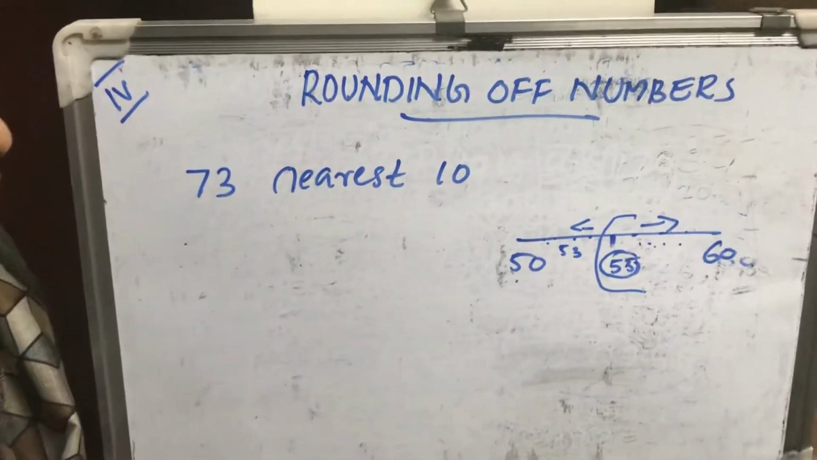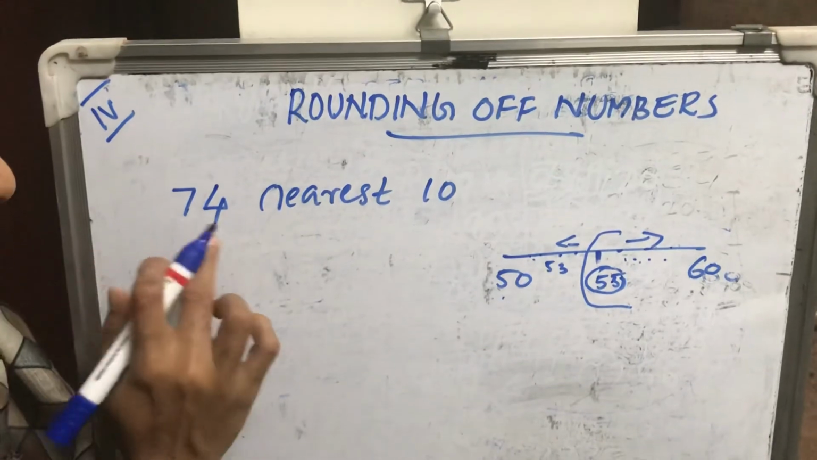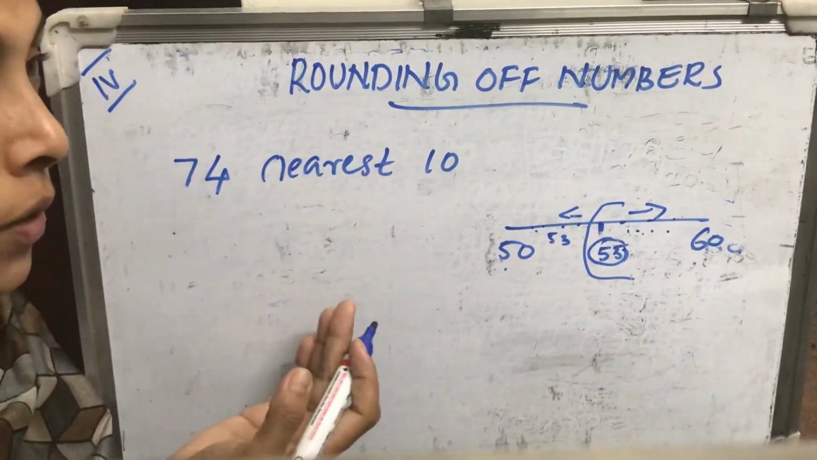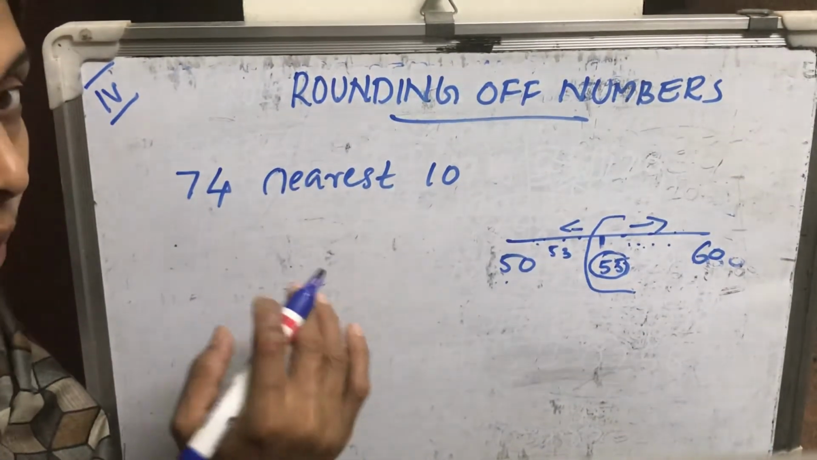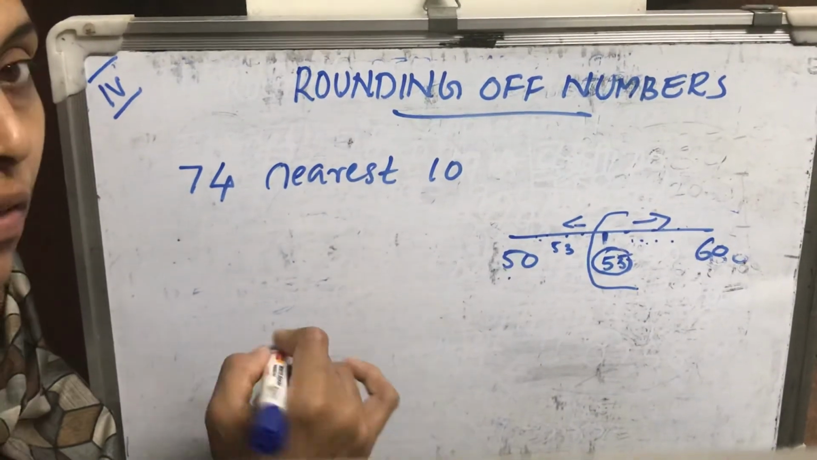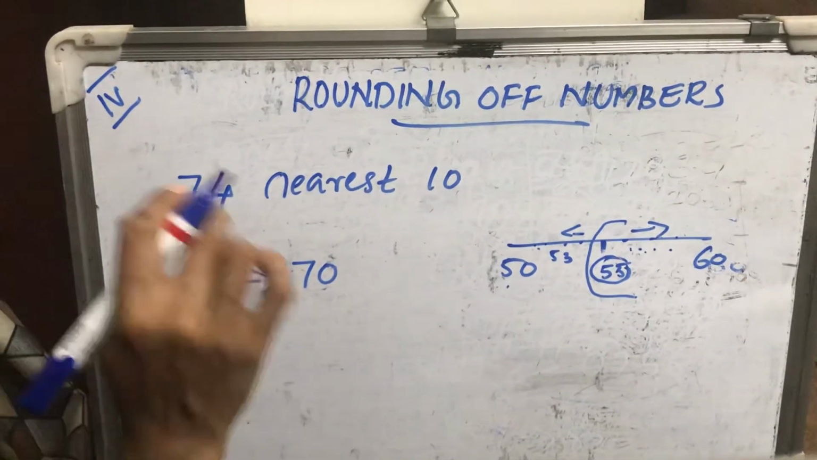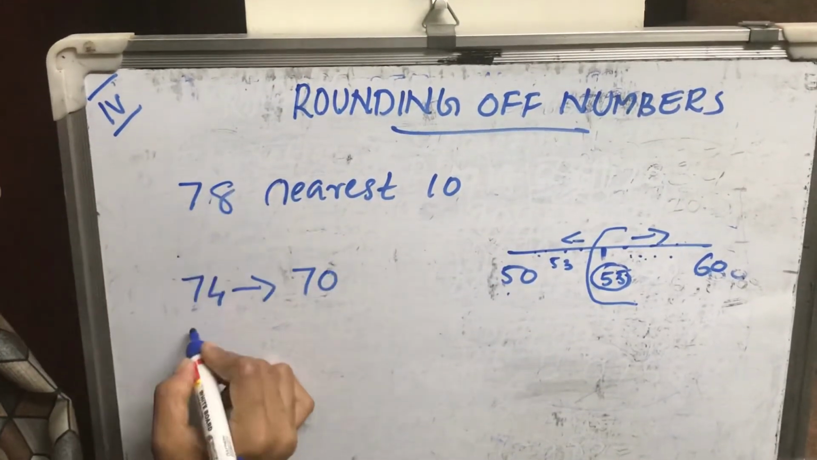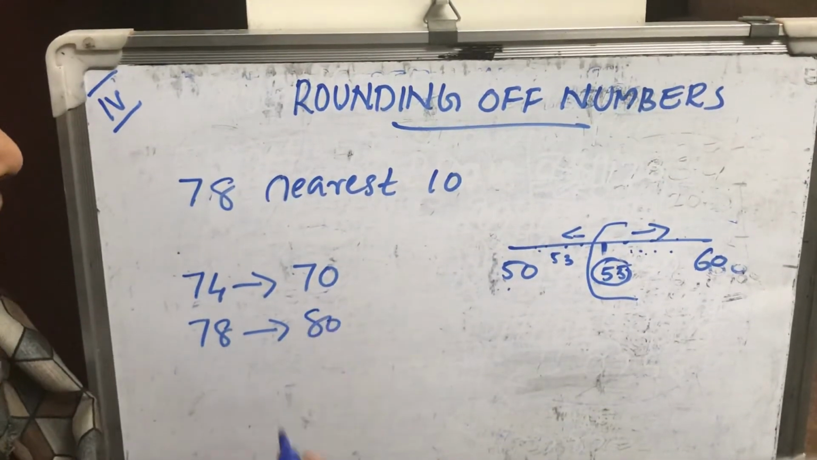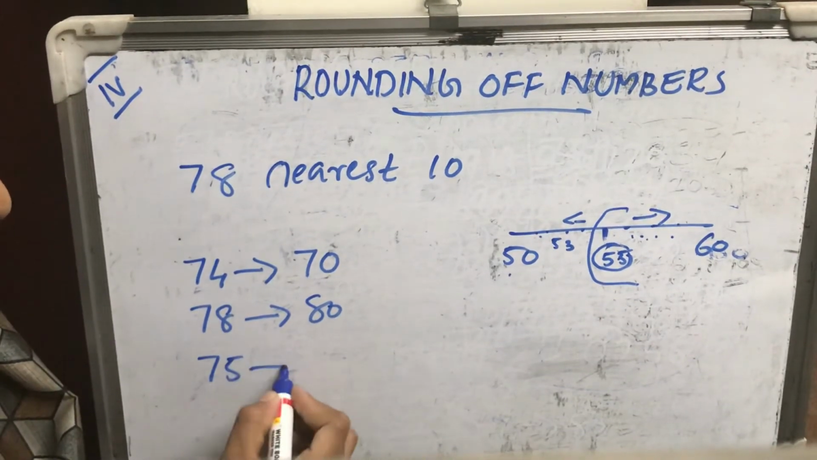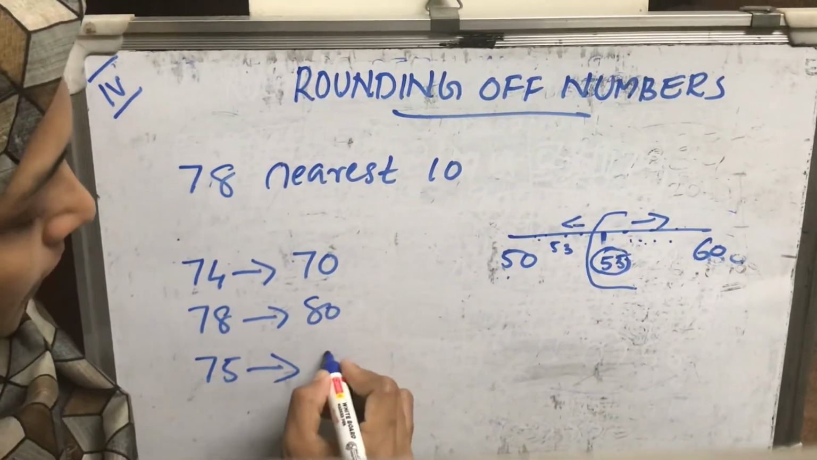Another question: round 73 to the nearest 10, or 74. Round 74 to the nearest 10. We know 74 is between 70 and 80. Which is it nearest to, 70 or 80? It is nearest to 70, so we round 74 to 70. And if the number is 78, we round it to 80. Now if the middle number 75 is asked, round 75 to the nearest 10, it will be rounded to 80.